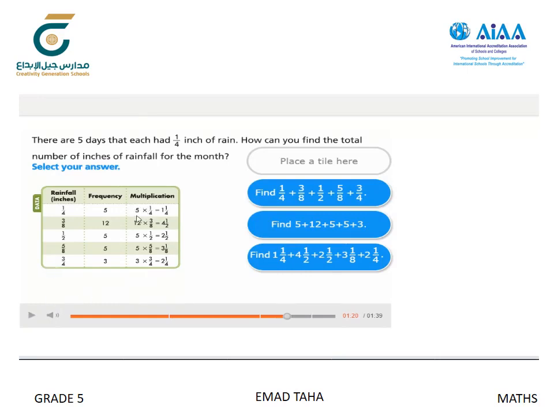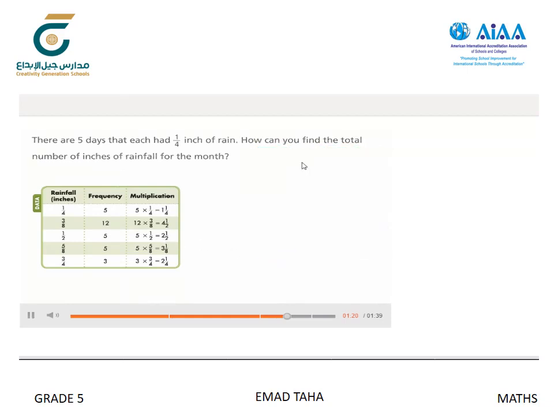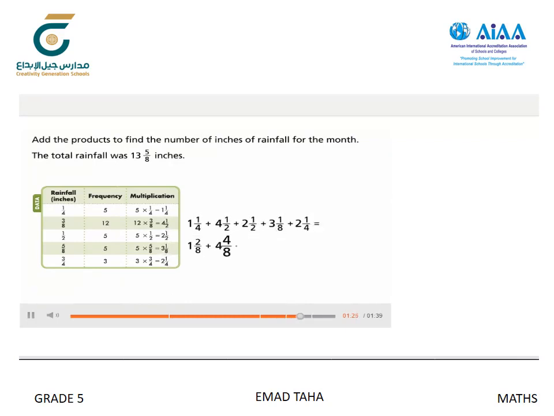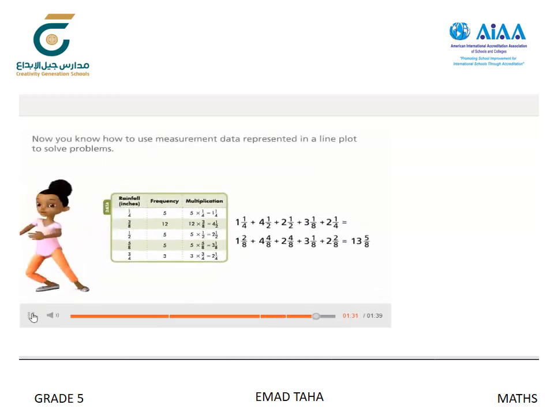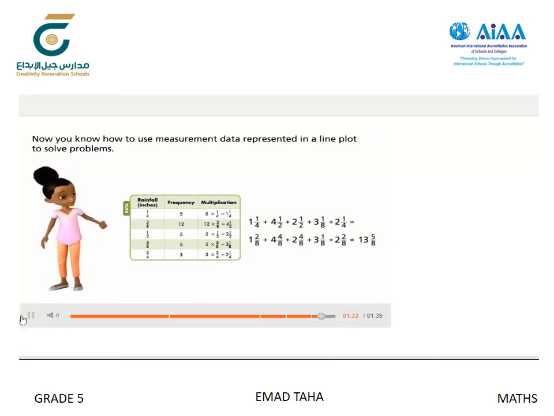Okay, after we multiply each number by how many times it's repeated, we add the totals, 1 and 1/4 plus 4.5 and so on, to find the total rainfall. Add the products to find the number of inches of rainfall for the month. The total rainfall was 13 and 5/8 inches. Now you know how to use measurement data represented in a line plot to solve problems.